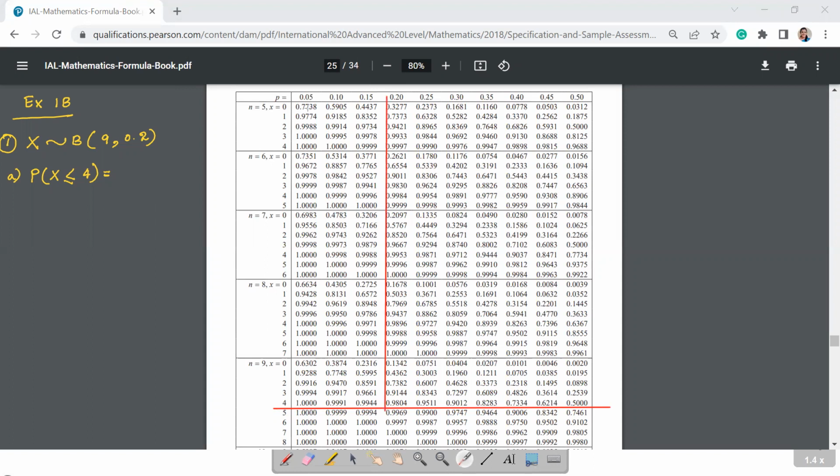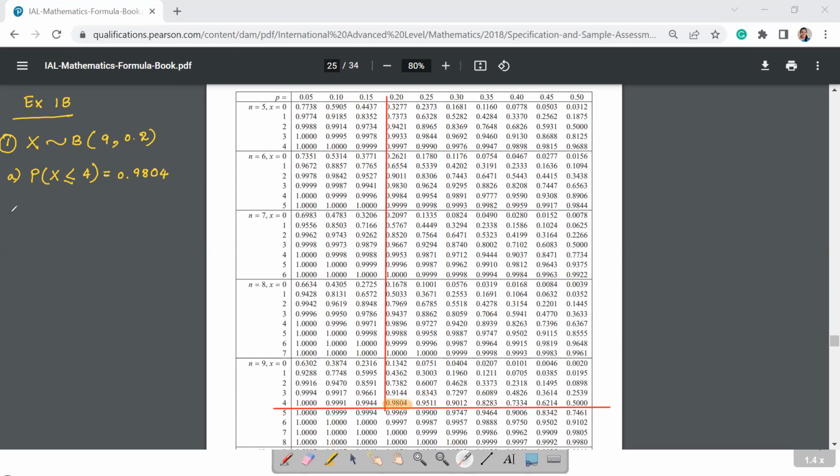So can you see what's the value we require here? The probability value we require here is 0.9804. Is this clear? So this is the answer for part A directly. You have to go to the correct n value row and the correct probability column and get the answer.